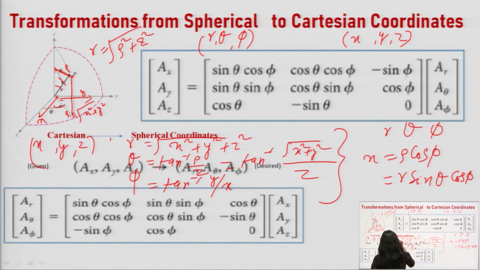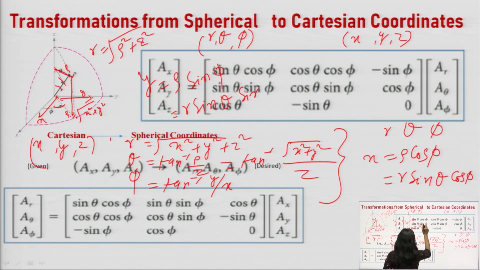Similarly, we can find the value of y also. So y will be equal to rho sin phi, and rho can be written as r sin theta. So y can be written as r sin theta sin phi. Remember, this is the theta angle, this is the phi angle. Both angles are different, not the same. Theta is the polar angle and phi is the azimuthal angle.